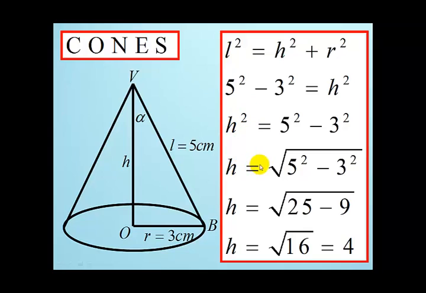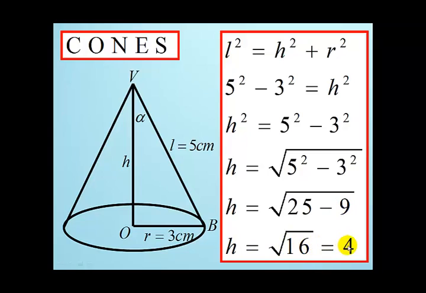So taking the square root of the right hand side, we have the square root of 5 squared minus 3 squared, and h is equal to the square root of 5 squared, which is 25, minus 3 squared, which is 9. Now 25 minus 9 is equal to 16. It means that h is equal to the square root of 16. And when you take the square root of 16, the answer is 4.